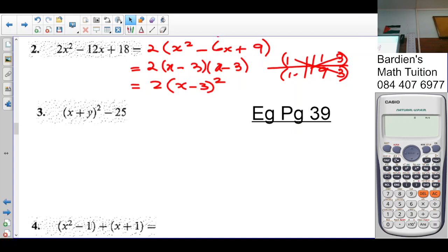Okay, what type of factorization here? Difference of 2 squares. Not so? So what's the square root of x plus y all squared? X plus y. What's the square root of 25?